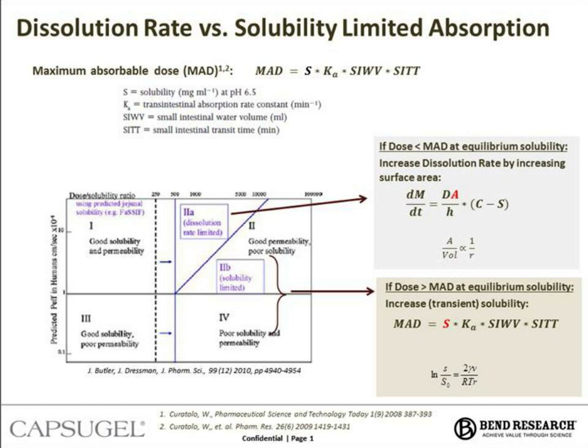Looking at the right-hand side of the slide, if the MAD is equal to or higher than the actual dose that we want to deliver, then a dissolution rate enhancement may improve absorption over what is achieved from a typical formulation based on bulk crystalline drug, for example. If, on the other hand, the MAD is much lower than the actual dose, then the dissolution rate enhancement won't help you get the full dose absorbed, and increasing the dissolved drug level is what's probably needed as a path forward.